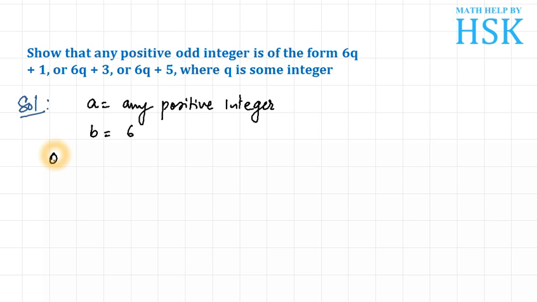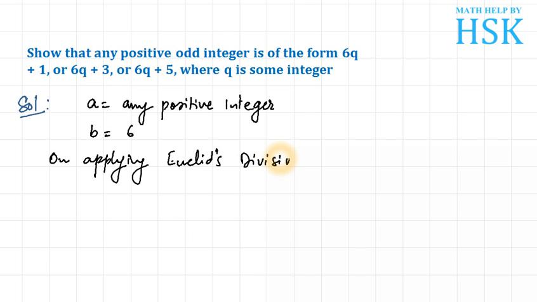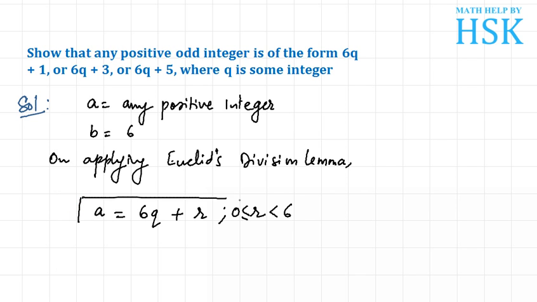Okay. On applying Euclid's division lemma, we can write a is equal to 6q plus r, where r is less than 6 and greater than or equal to 0. Okay. So we can write this.